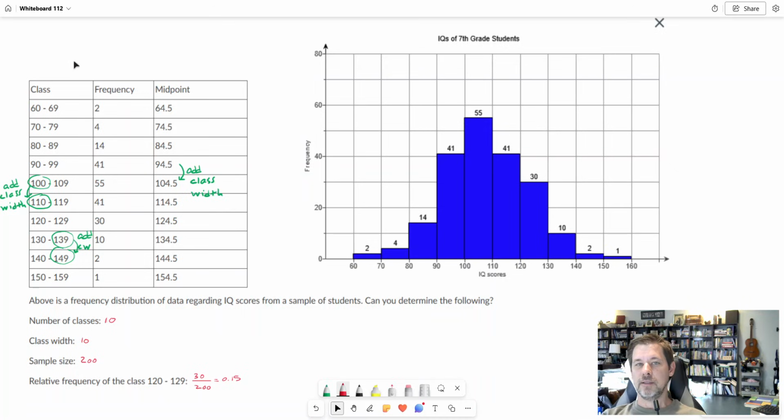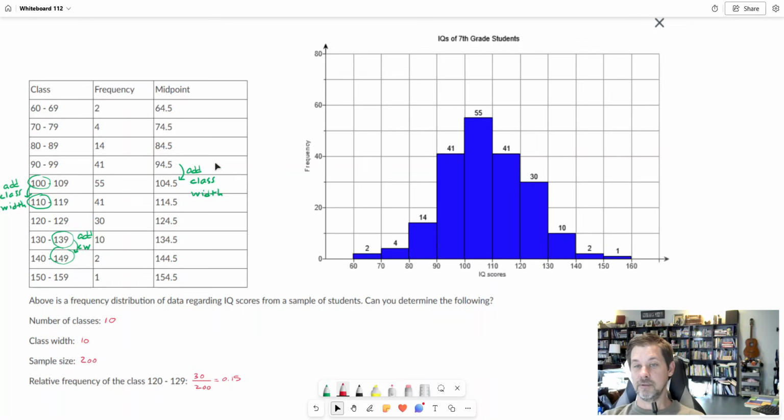The class width is the number that you would add to any lower class limit to get the next higher lower class limit. So I might say, well, I know the class width if I can figure this out. What 60 plus what is 70? Or 70 plus what is 80? Okay? Or if you took the upper class limit and added the class width, you would get the next upper class limit. So you might say 129 plus what is 139? 139 plus what is 149? So on and so forth.